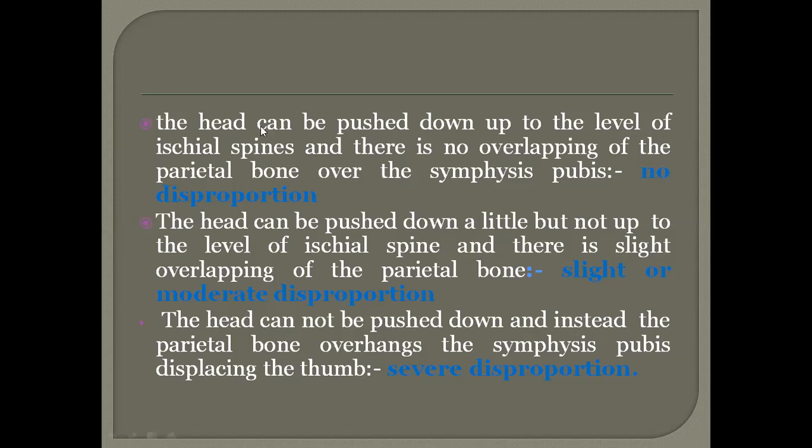But as we said earlier, if the head is pushed down a little but not up to the pelvis, not reaching the level of the ischial spine, and there is slight overlapping, then it is moderate disproportion. If the head is not able to push down, and the parietal bone is overhanging the symphysis pubis and displaces the thumb, then it means severe disproportion. These are the findings for the abdominovaginal method, that is Muller-Munro-Kerr.